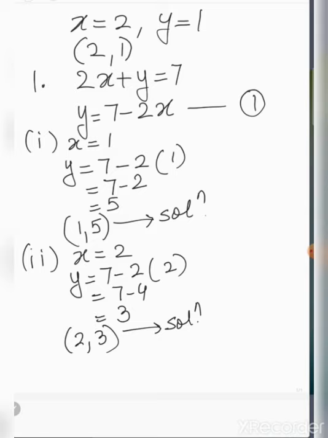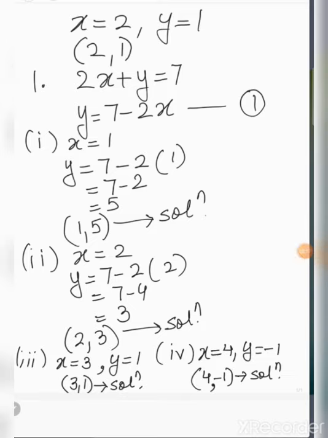In the same way you will find two more solutions by keeping the values of x as 3 and 4. So when I keep third value x equal to 3, I will get y is equal to 1. So the solution is 3, 1. In the same way, when x is equal to 4, you will get y is equal to minus 1. Therefore, this is the fourth solution. So in this way, you have to find solutions of the given linear equation in two variables.